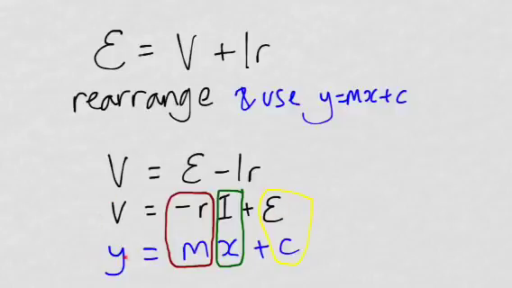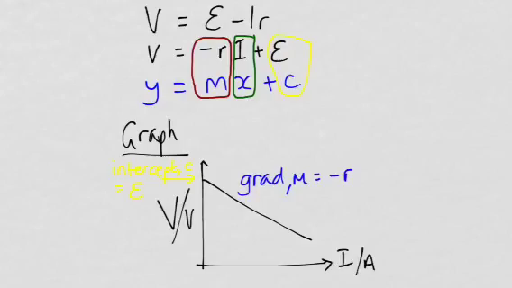And when you compare that to a y equals mx plus c graph, on the y-axis you're going to plot V, on the x-axis you'll plot the current. The gradient is going to be a negative gradient, but that's fine because minus r equals a negative gradient, so the negatives will cancel. And your EMF is your y-intercept. So you'd end up with a graph similar to this.